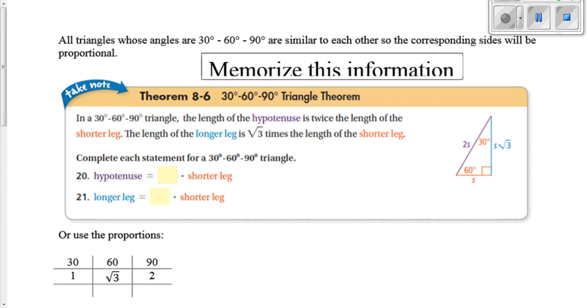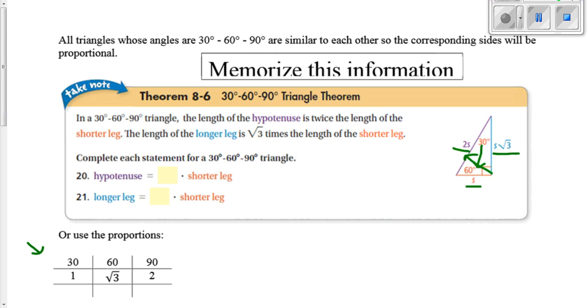Okay, so for this one, a lot of you may find it easier to use this chart down here, but we'll talk about it. So take a look. If this is my shortest side, now remember, the shortest side is going to be across from the shortest angle. That's just the way it is. The second shortest side, or the second longest side, is across from the middle angle, and the longest side is always across from the biggest angle. And since we're doing right angles, it's across from the 90-degree angle. Okay, so I have my S, my 2S, and my S radical 3.